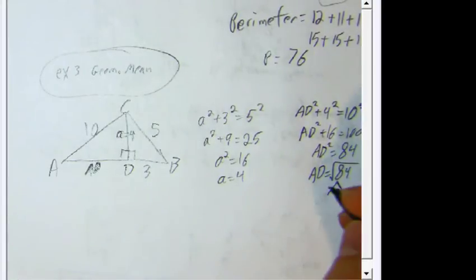So then we factor as best we can. So this looks like 4 times 21. So then AD is going to be the square root of 4, which is 2, times the square root of 21, which does not simplify.